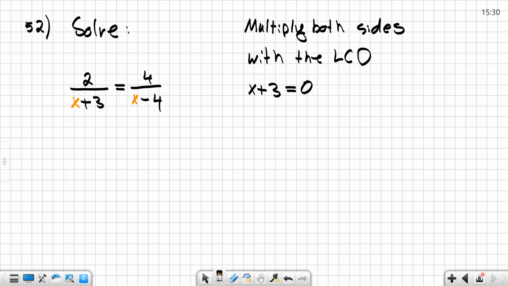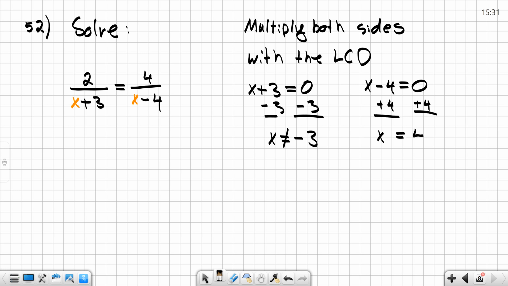So we are just solving this equation, subtracting 3 from both sides. We see that if x is equal to negative 3, then my first denominator would be equal to 0. And that means that's a bad number. Doing the same thing with my second denominator, let's set x minus 4 equal to 0. We are adding 4 to both sides, and we see that x is equal to 4. 4 would turn the denominator on the right side into 0. That means 4 is also a bad number.